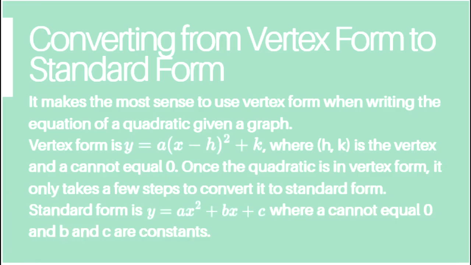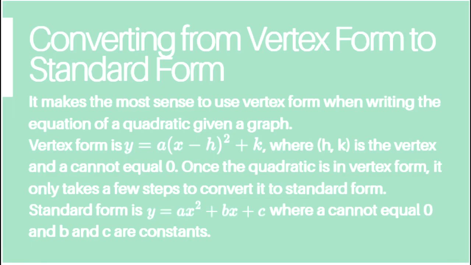Second half of the lesson, converting from vertex form to standard form. It makes the most sense to use vertex form when writing the equation of a quadratic given a graph. Vertex form is y equals a times (x minus h) raised to the second power plus k, where (h, k) is the vertex and a cannot equal 0.